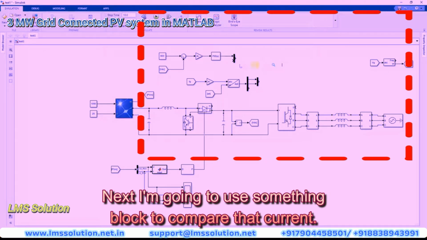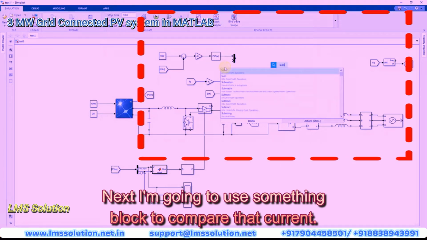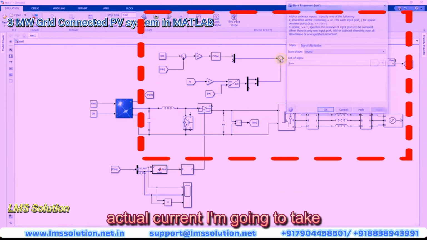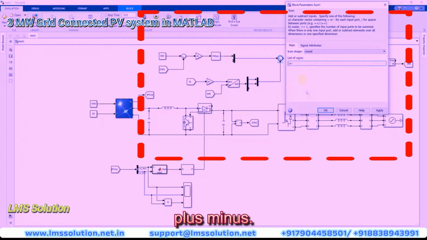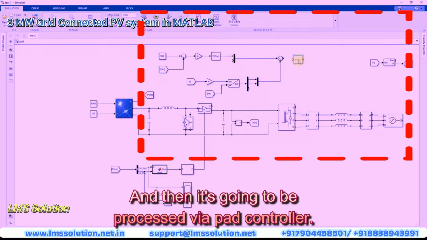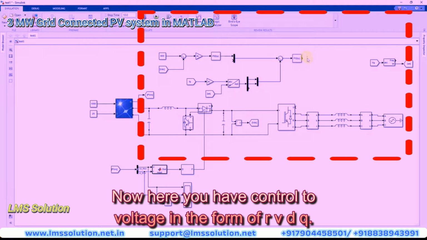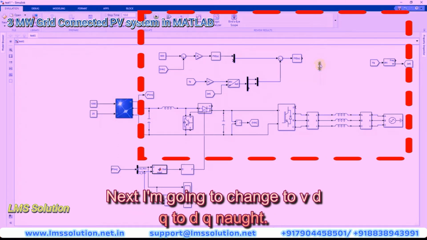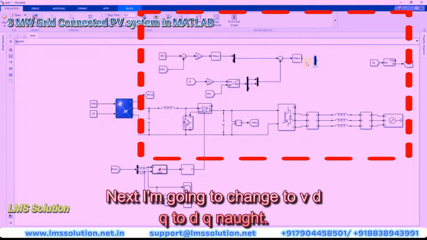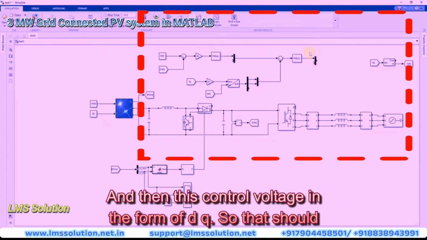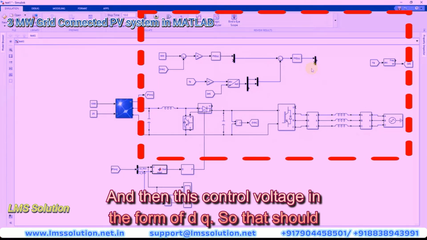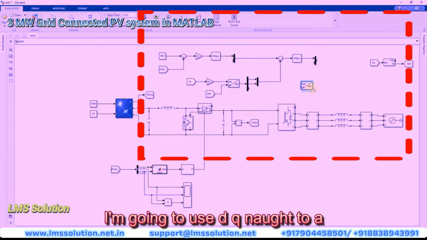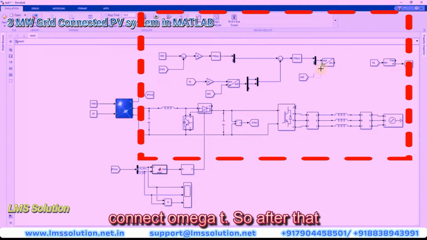Next, I'm going to use a summing block to compare that current, this reference current with the actual current. Then I'm going to take plus minus, and then it's going to be processed via a PID controller. Now here you have the controlled voltage in the form of VDQ. Next, I'm going to change to DQ to DQ0, and then this control voltage in the form of DQ should be converted into ABC form. I'm going to use DQ0 to ABC, and then here I'm going to connect to omega T.